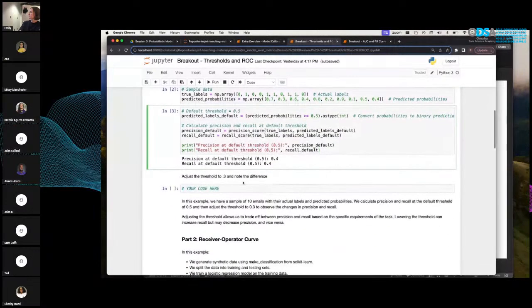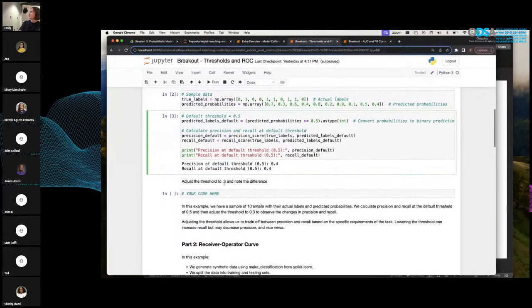So spend just a few minutes here, try adjusting the threshold to 0.3 and observe the difference. Here's the precision and recall with the threshold of 0.5. We'll give you guys just a few minutes, maybe spend 5 minutes on that.